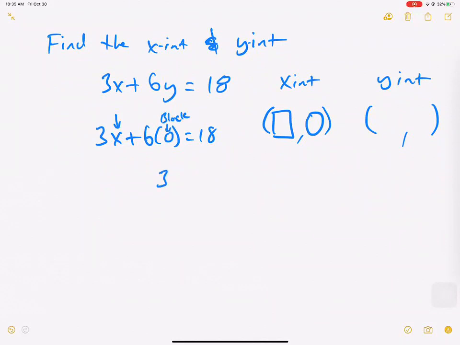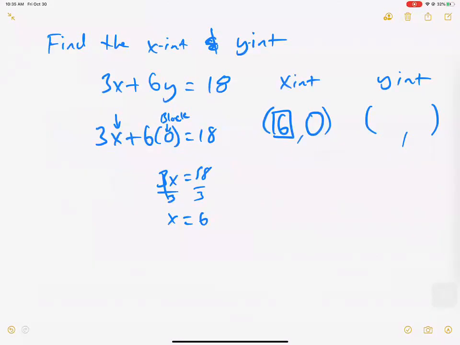Well, this is pretty easy then. 3x equals 18, divided by 3, x is equal to 6. So my point is (6, 0). That's my x-intercept. Again, what's my x value? We block off the other one with a 0.